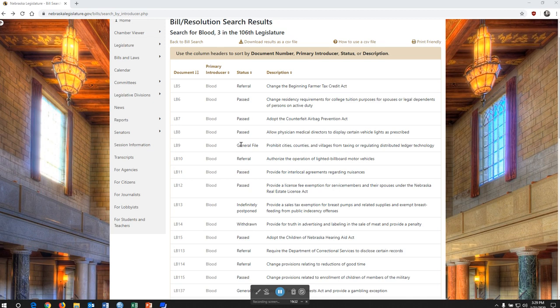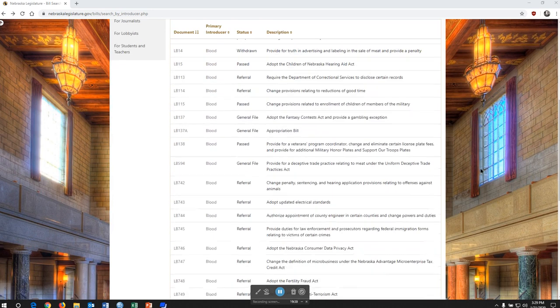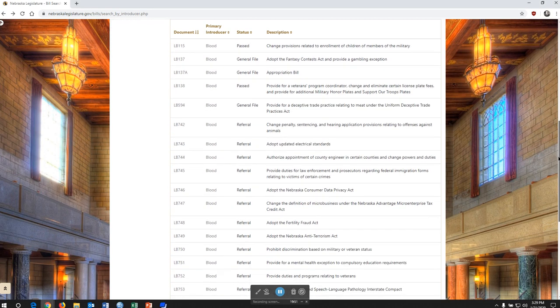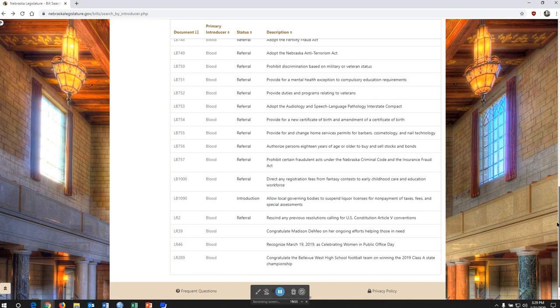Here's one that made it to the general file. Here's one that was indefinitely postponed. Here's one that she withdrew. So what you should notice here is that most bills that state senators propose probably don't get passed. They introduce a lot more than are passed.